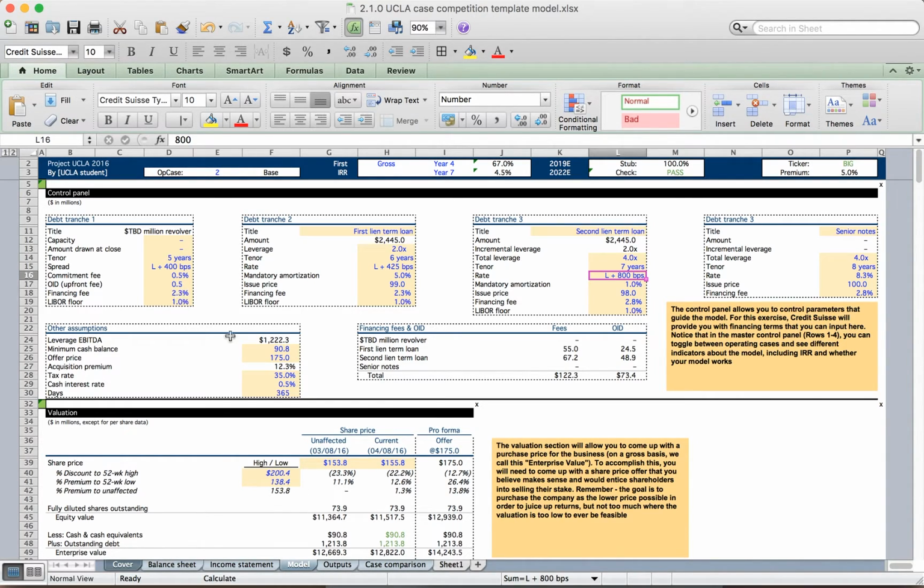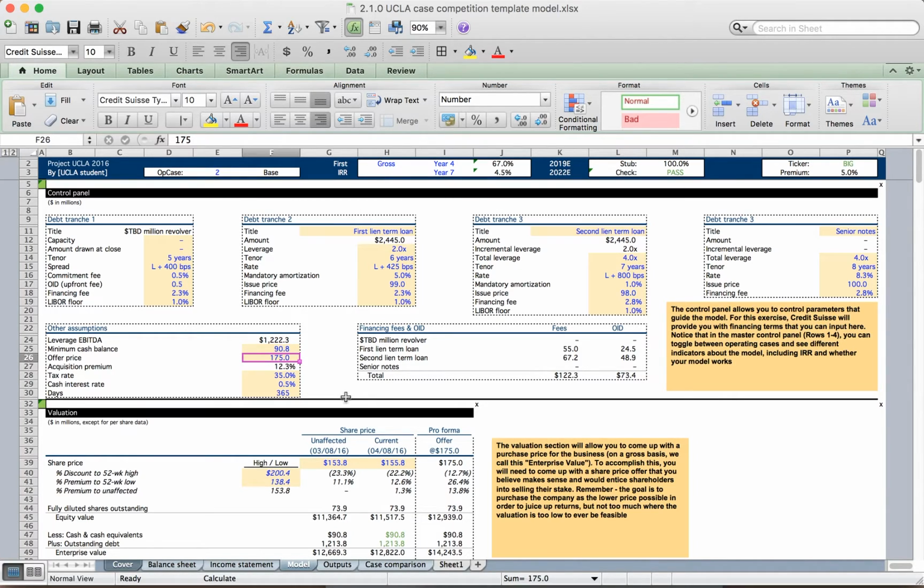Moving down, we have other assumptions. So your leverage EBITDA, this is pulling from H24, which is further down. We'll get to that. That's a projection or a calculation of our current EBITDA. But then we've got our minimum cash balance. I believe Julian indicated that for this you're just going to go with your most recent cash balance on the balance sheet. So assuming that they keep cash balances where it is before the LBO.